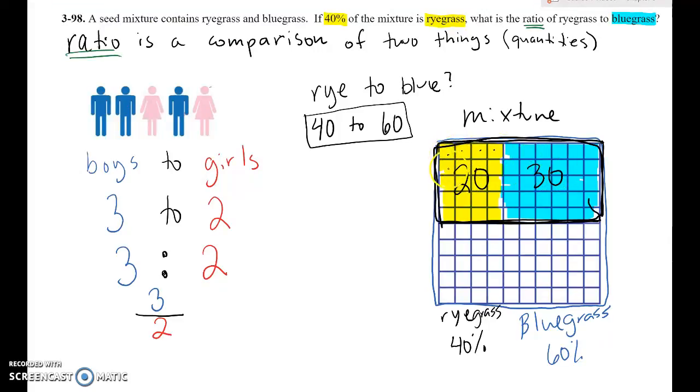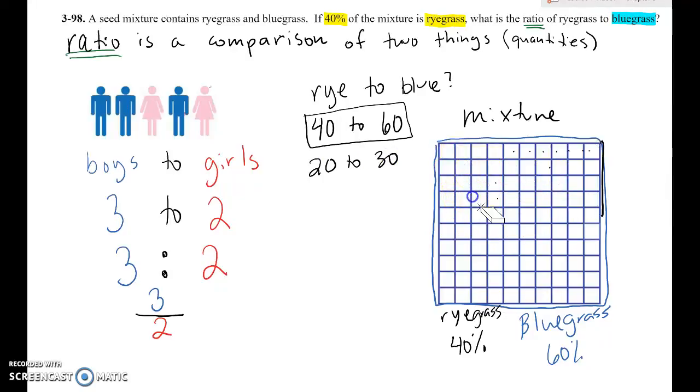1, 2, 3, 4. 1, 2, 3, 4. 1, 2, 3, 4. That's 20. And here is 6 5 times. So that's 20 to 30. Or we can even say, well, let's just break it down to the most basic, that for every 4 of these ryegrass, I'm going to need 6 bluegrass to make this mixture. And that's where we want to be getting to here. So 4 to 6.